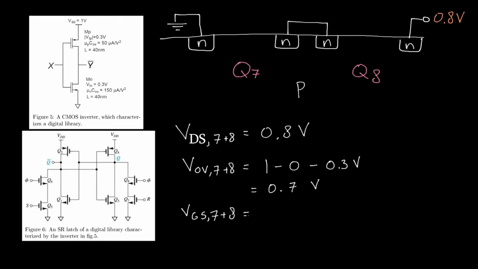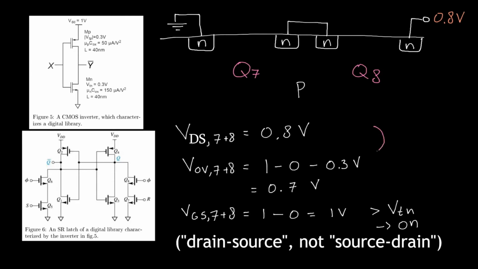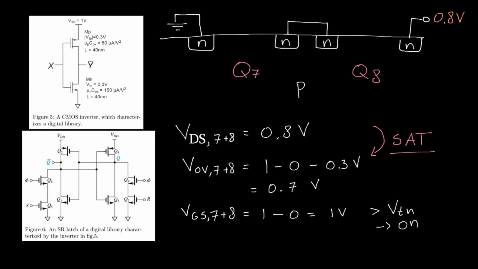And finally, we have to evaluate the gate source voltage to find out whether this transistor is turned on at all. And that gate source voltage again is just 1 volt at the gate minus 0 at the source because it's grounded, so that's 1 volt. That is larger than the threshold voltage, so that means that it is turned on. And we now also know that the source drain voltage is larger than the overdrive voltage. So this big transistor would have to behave as if it were in the saturation region.